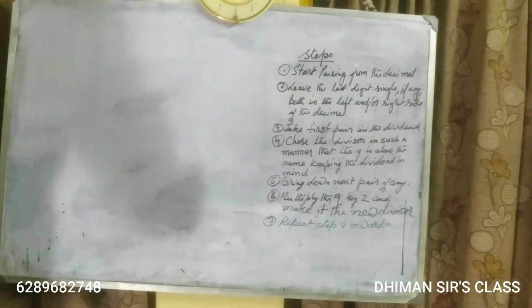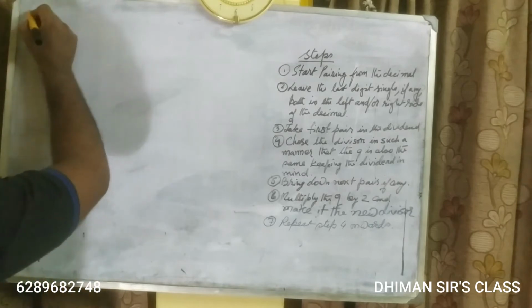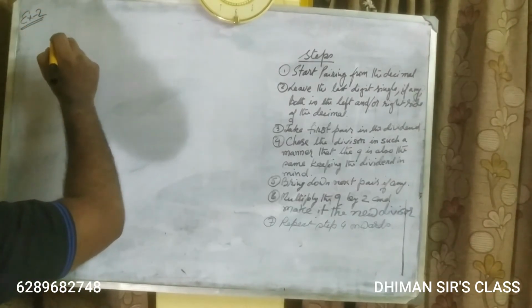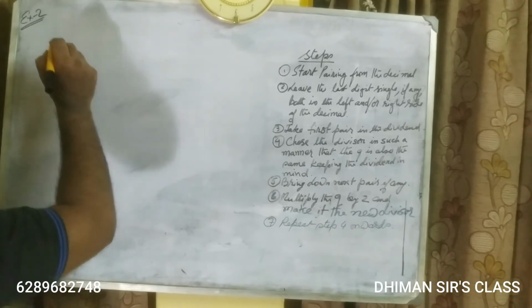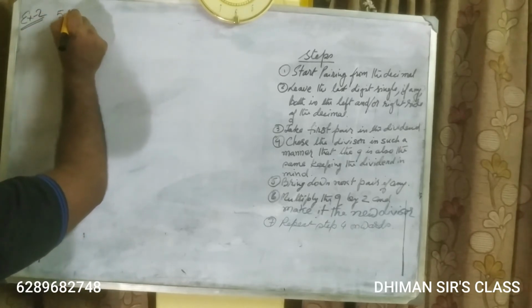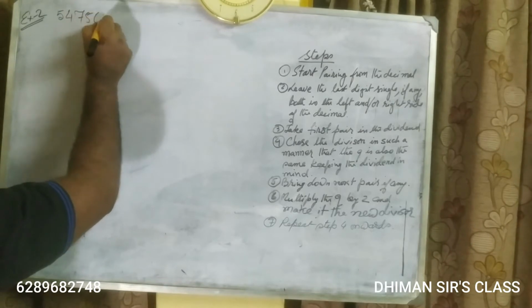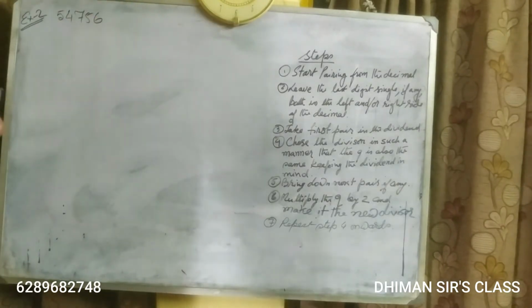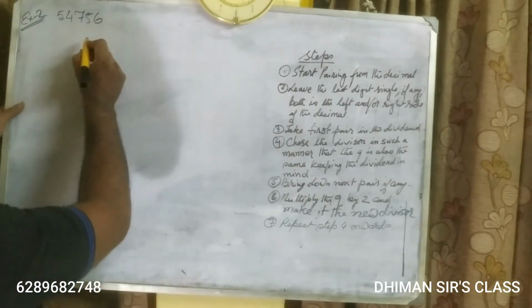So, students, see, example 2. We have to find the square root of 54756. So, write down.